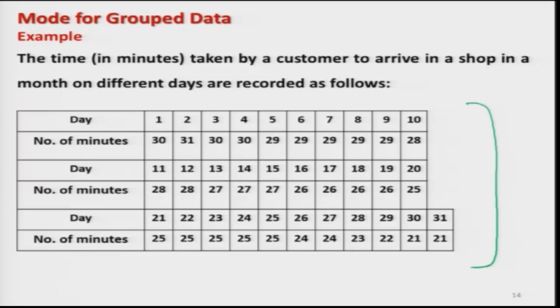Now, we consider an example, and I will show you how to compute the mode for this data. This is the same example that we considered earlier: the time taken by a customer to arrive at a shop inside a mall on different days is recorded, and there are 31 days. So, there are 31 values on the number of minutes that the customer takes.